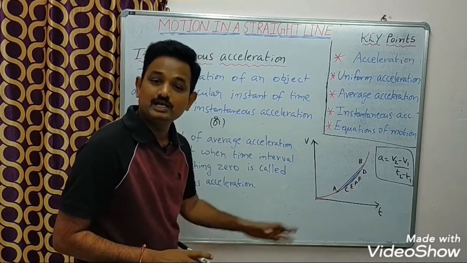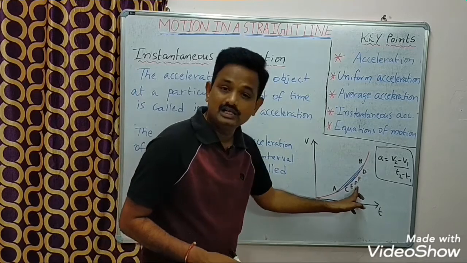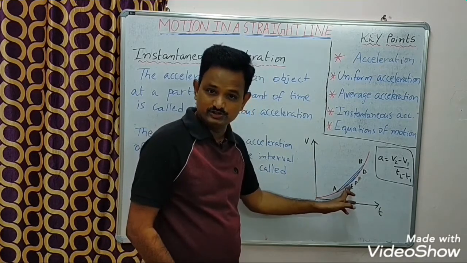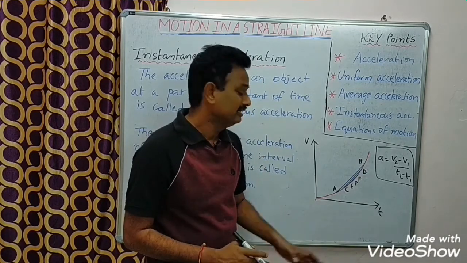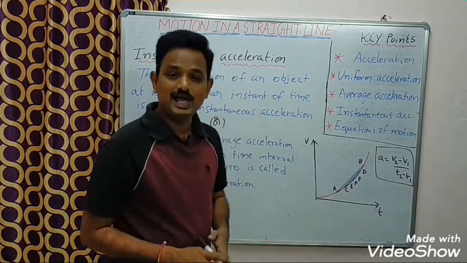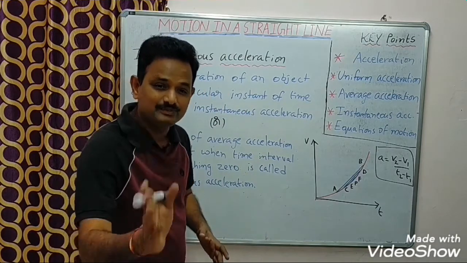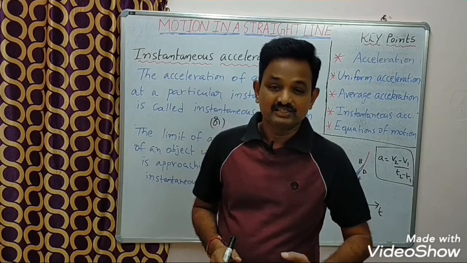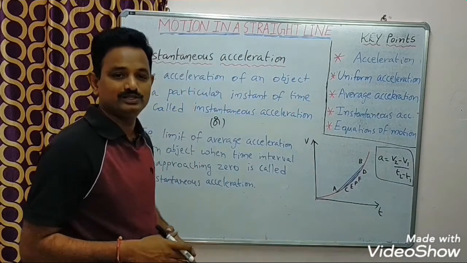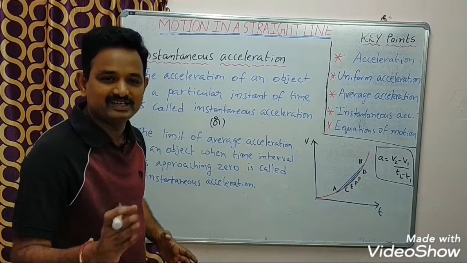So here, at point P, the length of the tangent also reduced. So here, the time interval is approaching zero. Here, at point P, average acceleration has its limit. So the limit of average acceleration when time interval is approaching zero is called instantaneous acceleration.